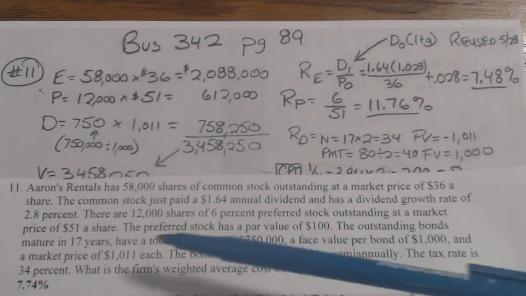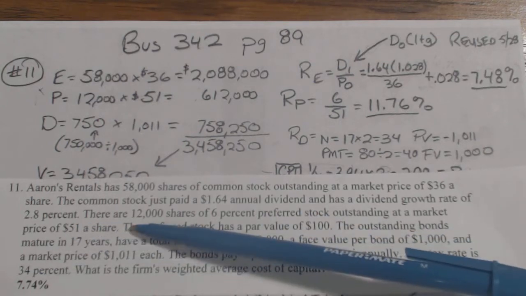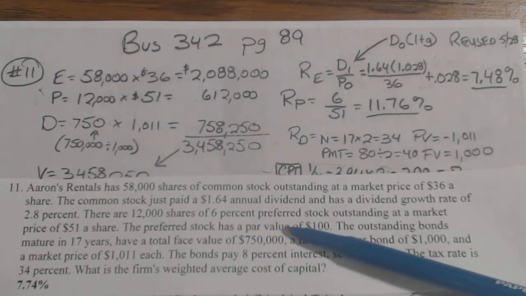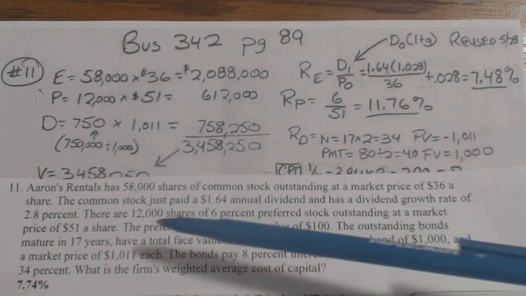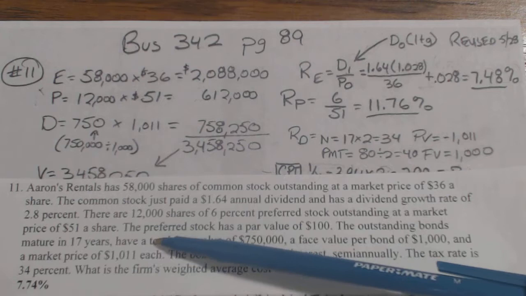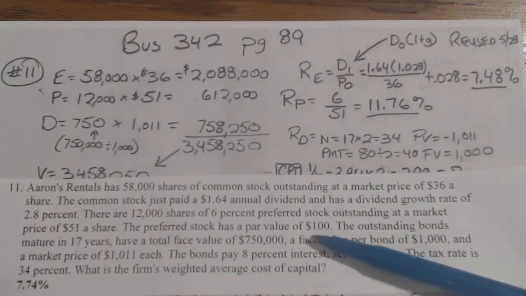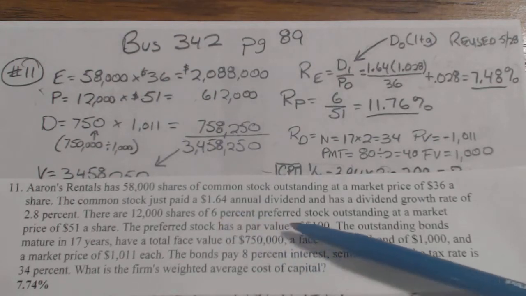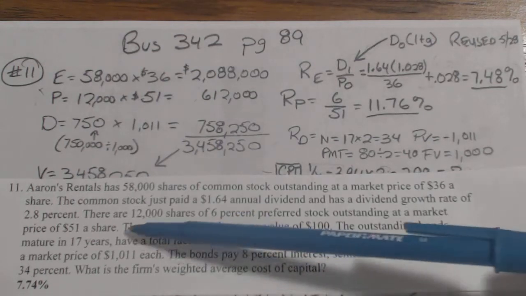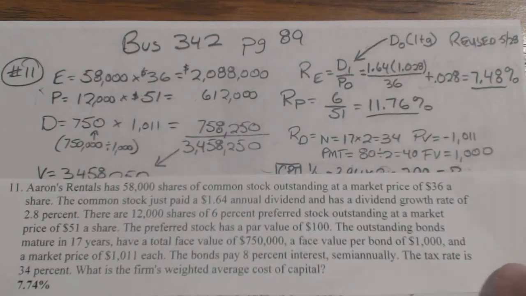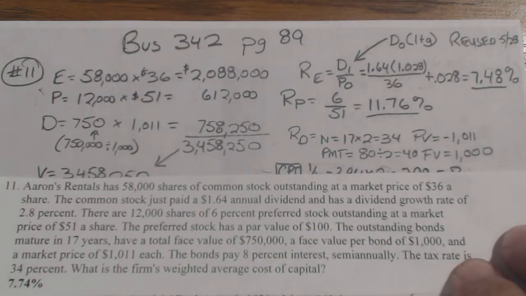It has a dividend growth rate of 2.8%. There are 12,000 shares of 6% preferred stock outstanding at a market price of $51 a share. The preferred stock has a par value of 100. Remember, that's important because you need to figure out the dividend of the preferred based on 6% times the par value, so that'd be $6 over the share price. That gives you the return, the RP.